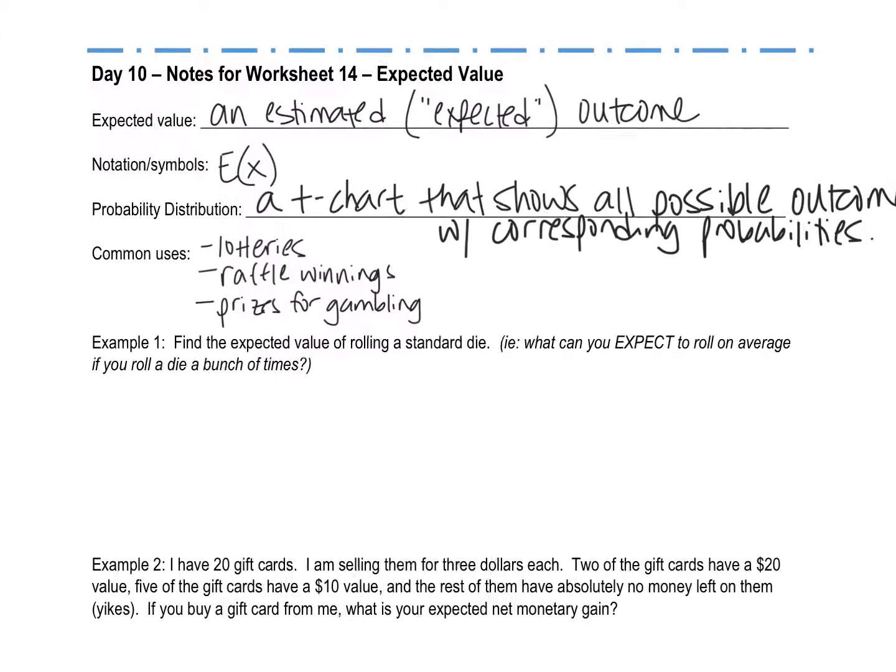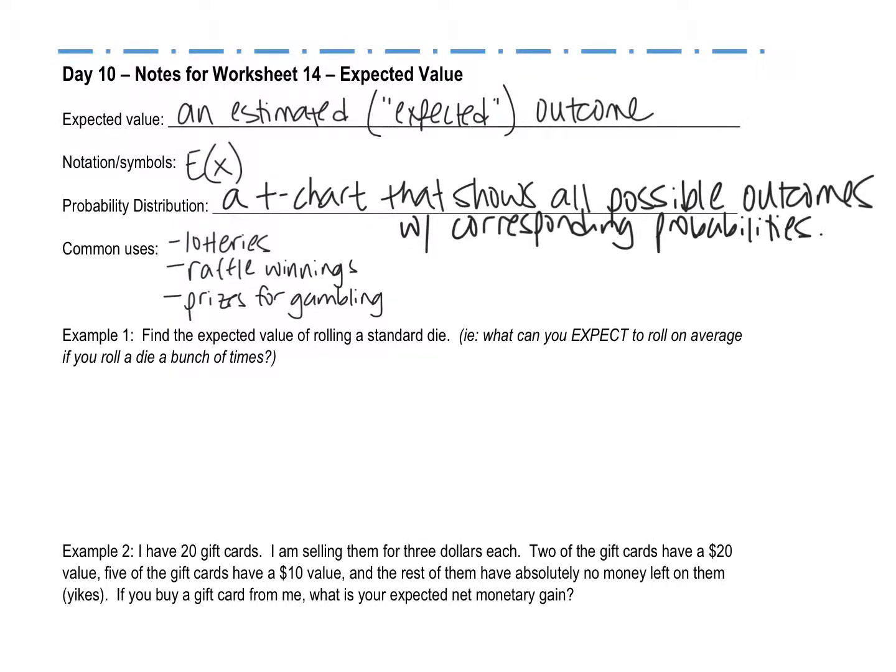And so I have a couple of vocab words for you to copy down. Expected value is what you are estimated to win, for example. So an estimated or expected outcome in most likely a certain type of game. The notation we use is E of X. It looks kind of like the F of X from Algebra 2 when it was a function. So it's E of X for expected value of X, X being like all the possibilities if you're playing a certain game.